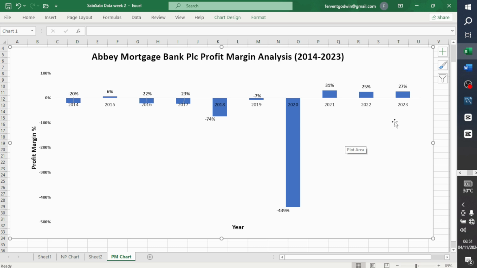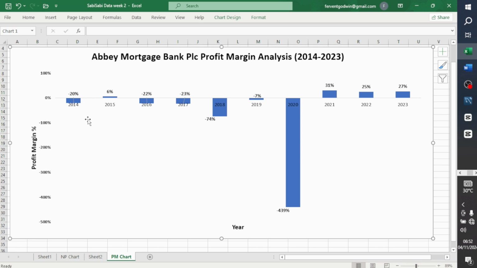That's the title. Still 2014 to 2020. But here the difference is that instead of the numbers, we are seeing the percentage. So what percentage of the revenue they recorded in this year was theirs to keep as profit? Here we see that in 2014 it was negative 20%. So instead of a profit, they lost 20% of the revenue. And then in 2015, 6% of what they got as revenue for that year was theirs to keep as profit.